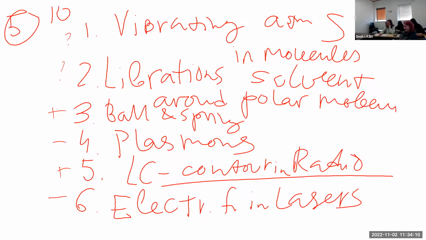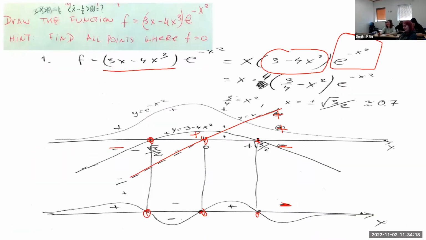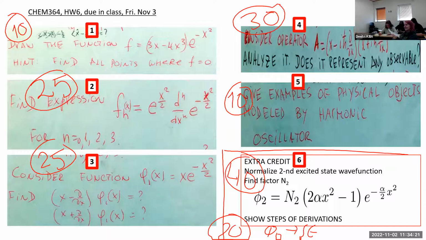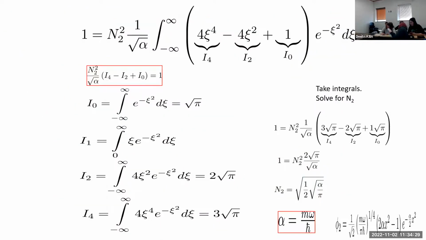So that is number 5. Why do I have these little things in here? Extra credit. And what was the extra credit? Let's check. Normalize the second excited state wave function, we find factor N2. Okay. Did you have any attempts to do this extra credit? I did not. I tried it. I didn't do it very well, but okay, so the wave function absolute value squared should be equal to 1.